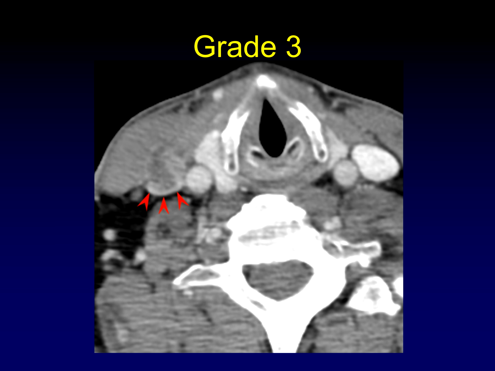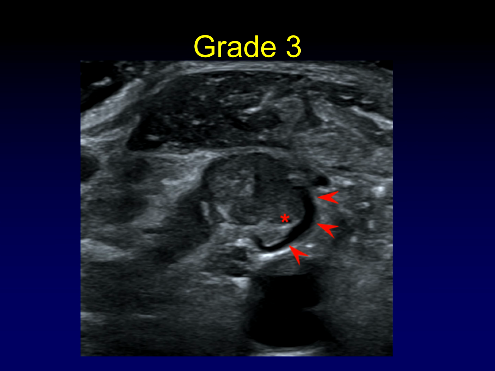So here's an example. At first, this looks pretty well defined. This node has very well-defined margins, but where's the jugular vein? Actually, those arrowheads indicate what's left of the jugular vein. This is tumor thrombus extending into an expanded internal jugular vein. That's grade 3. Tumor thrombus within the vein is grade 3.